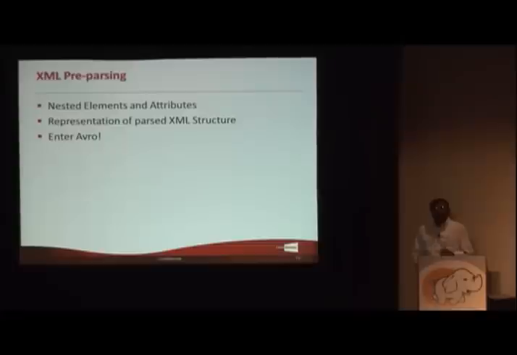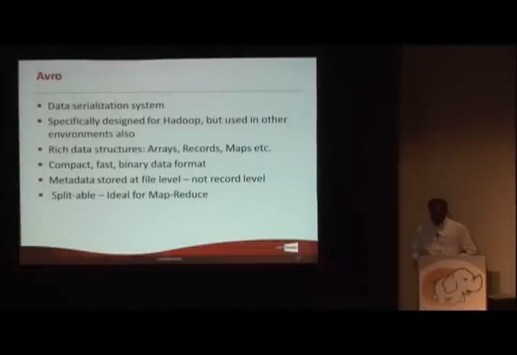So we could have records and arrays of records. Records can contain arrays or records and so on. So it seems like a perfect candidate. Plus, it was defined for other reasons as well. If you look at the last bullet there, it's splittable. So the Avro file that will be written out after parsing can be split and run across multiple mappers.